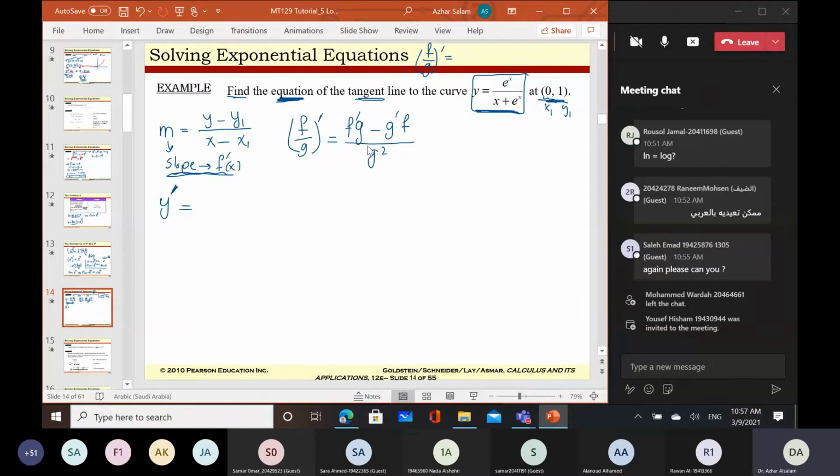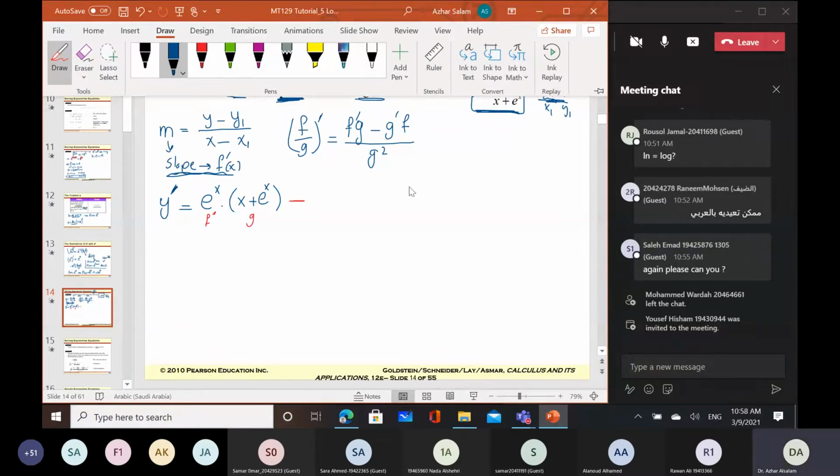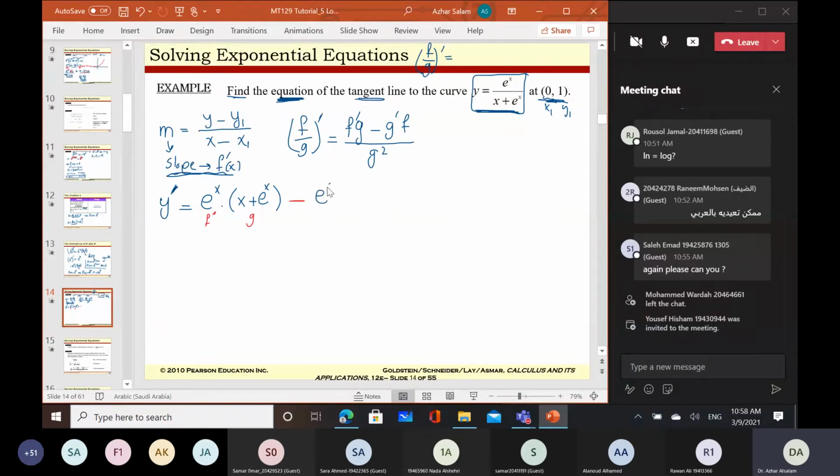So here I will find this formula from this. The derivative of e to the power x, which is f dash, is actually the same function, e to the power x, multiplied by the same function g, which is x plus e to the power x. The first one is f dash, and the second one is g, only g without derivative. Then minus f multiplied by g dash. F is the same function e to the power x, multiplied by g dash.